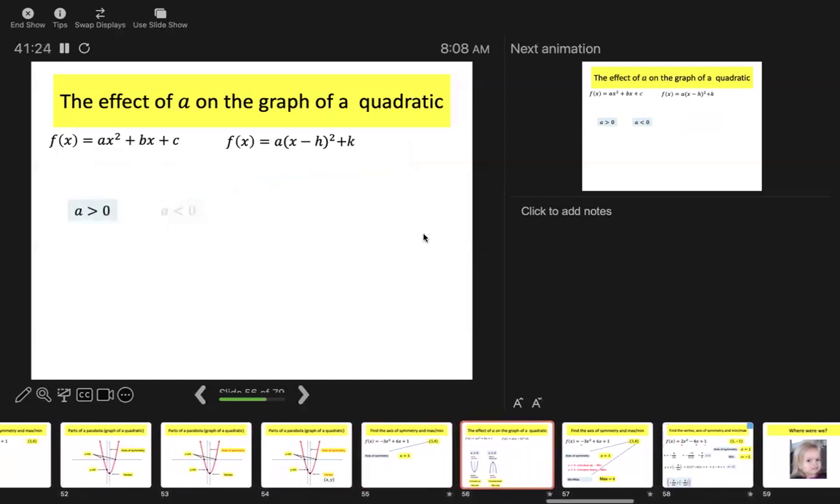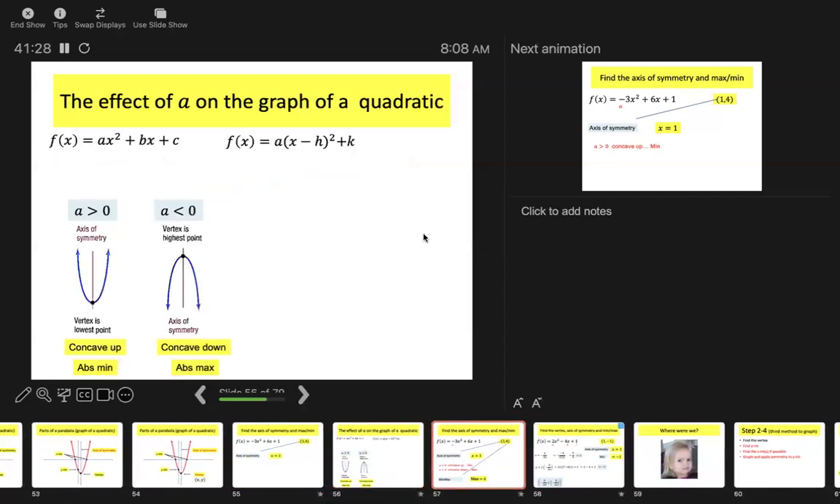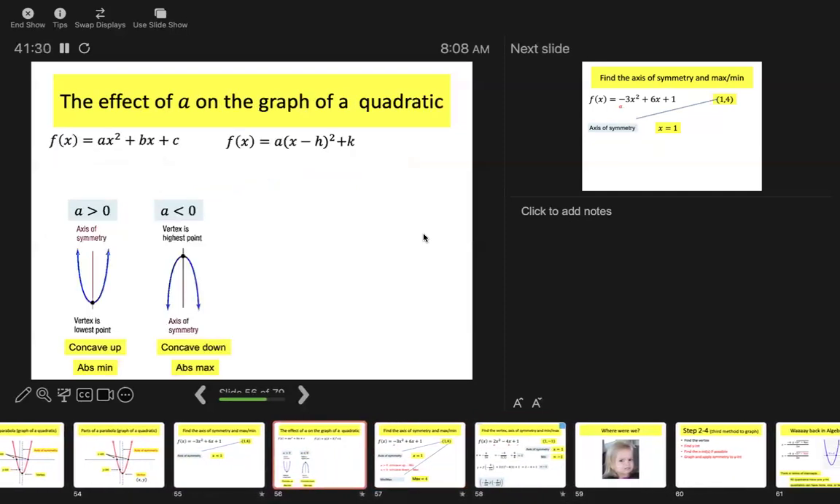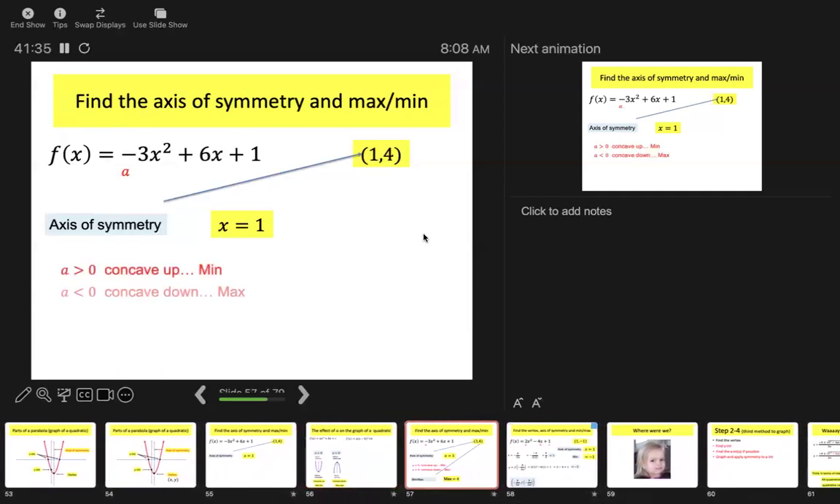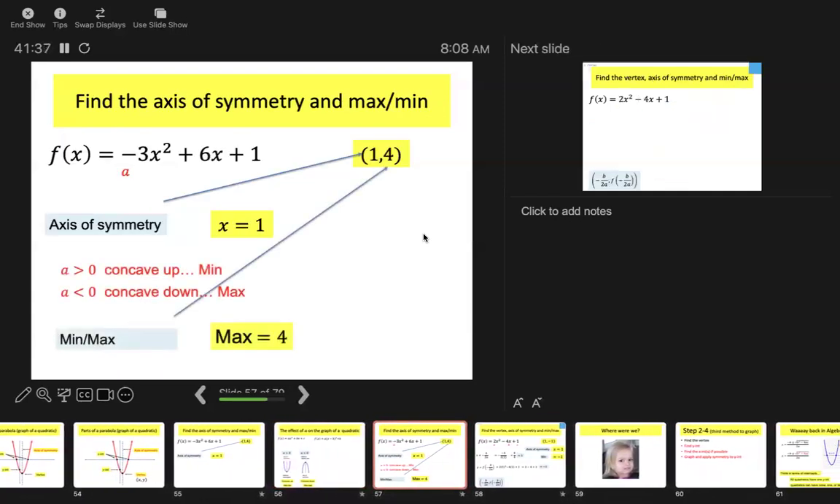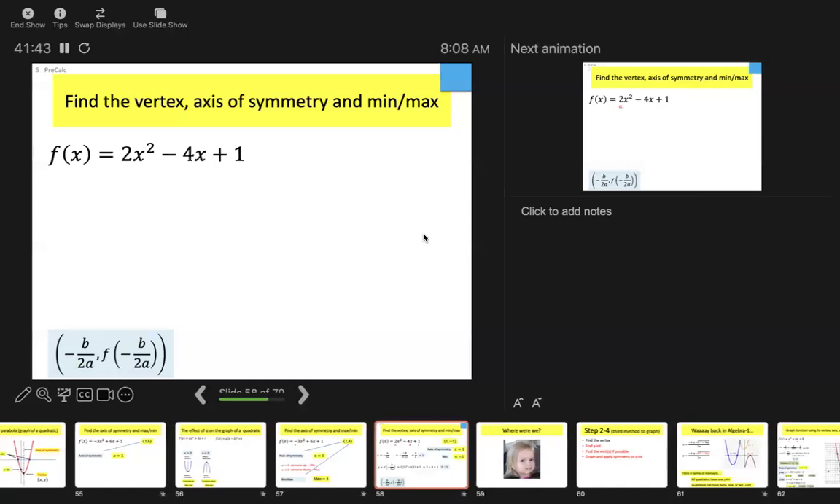Yay for us. I'm just showing the slide again to remind you that concave up has a min and concave down has a max. So all of that just simply to figure out the max was 4. Got it? So one more time. Find the vertex, the axis of symmetry, and min or max.